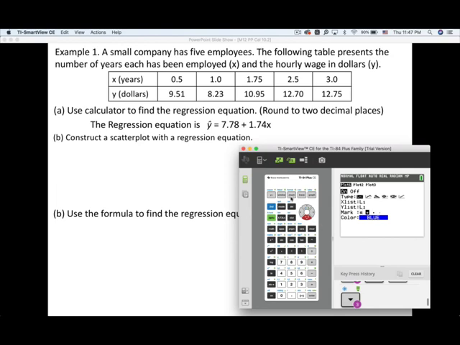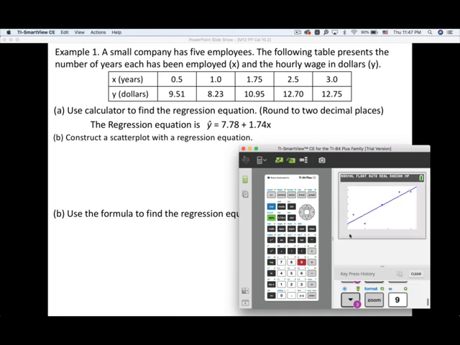After that, click on the zoom, which is on the top in the middle key here. Go to number 9, zoom stat. You're going to see your equation in here. So you have the points, these 5 points, with the regression equation. Then you copy this picture into your notes.